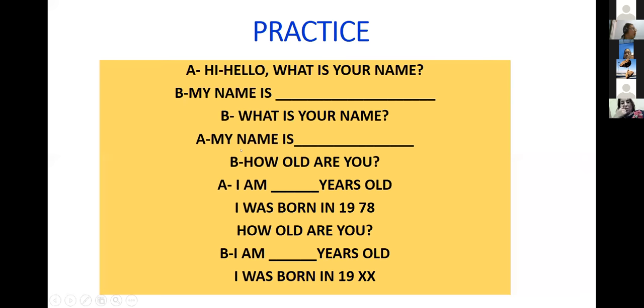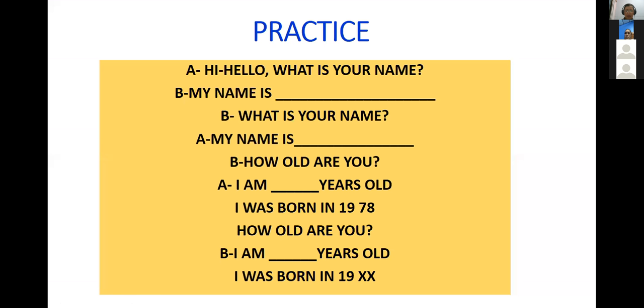So let's continue. Here I have an exercise for you, a practice. Hello, what's your name? My name is Patricia. And then I ask the other person, what's your name? And the other person can say, hello, my name is Dennis or Lila or Mirka. How old are you? Then I say, I am 42 years old. I was born in 1908, okay? How old are you? I am, and the other person answers, right? So that's what I want you to practice right now.